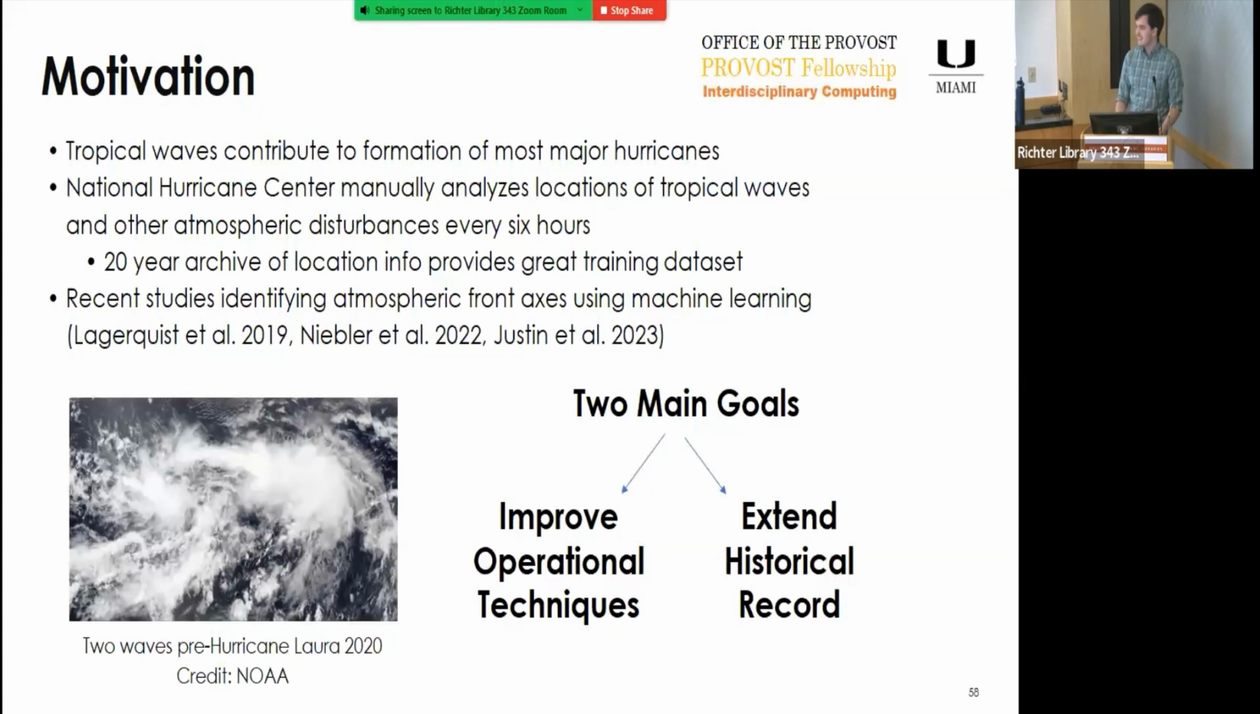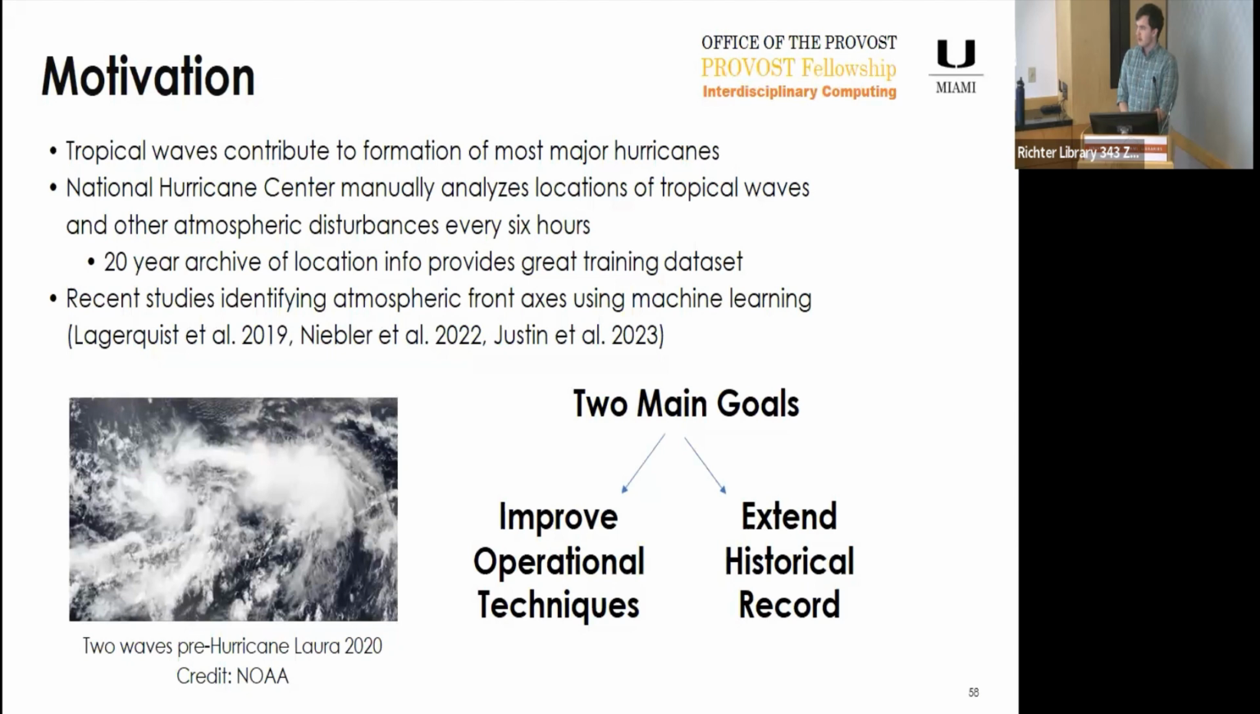So tropical waves often are the precursors to hurricanes. The image on the bottom left is just a shot of two different tropical waves actually interacting. They're usually these clusters of clouds and thunderstorms and some wind that sometimes serve as seedlings for stronger storms later on. So these are important ingredients to hurricane formation.